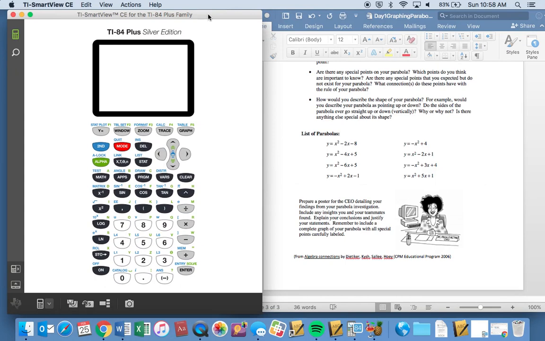The second quadratic equation that you're going to have to graph is a little more complicated. So let's just graph this one together. Y is equal to x squared minus 2x minus 8. And notice some things. So once again, to graph this, we're going to go to y is equal to.